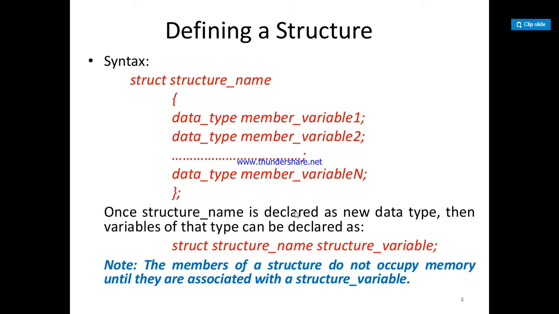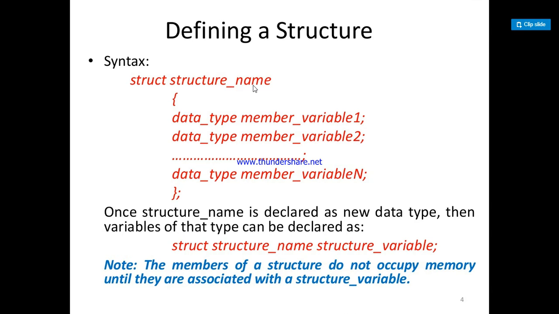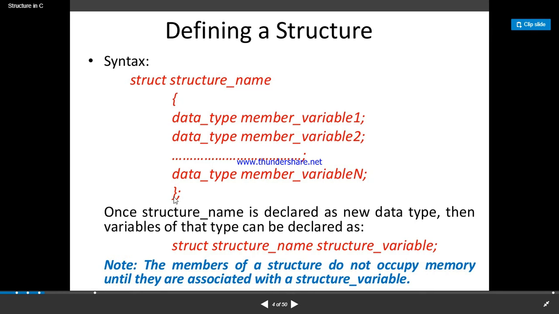How can we define a structure? This is the common syntax. A structure should be defined with the keyword struct and then the structure name. The structure name is a user defined name. The name should follow the rules of forming a variable name. This is the open curly brace and then the close curly brace. At the end of the close brace, we have to give the semicolon.